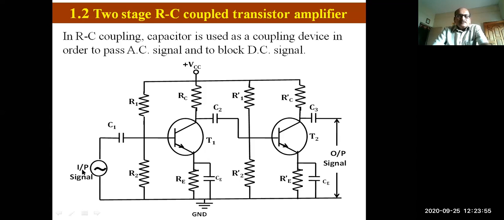What are the operations? This is the input signal. Input signal is given to the base emitter circuit. That means this input signal couples into the base emitter circuit of a transistor T1. Now we can say the operation of this circuit, working of this circuit. We should be able to say the operation. How can we explain the operation of the circuit?